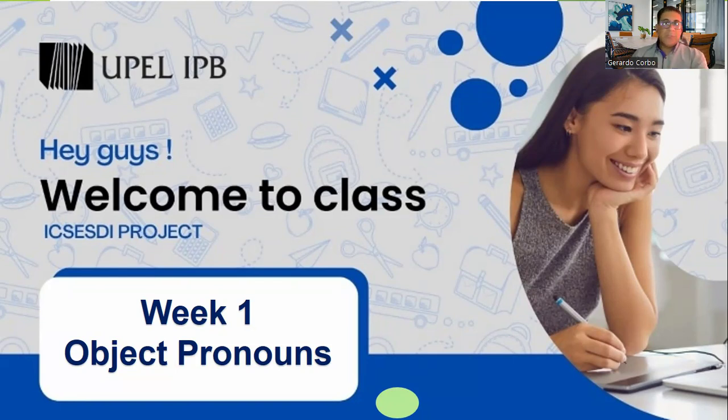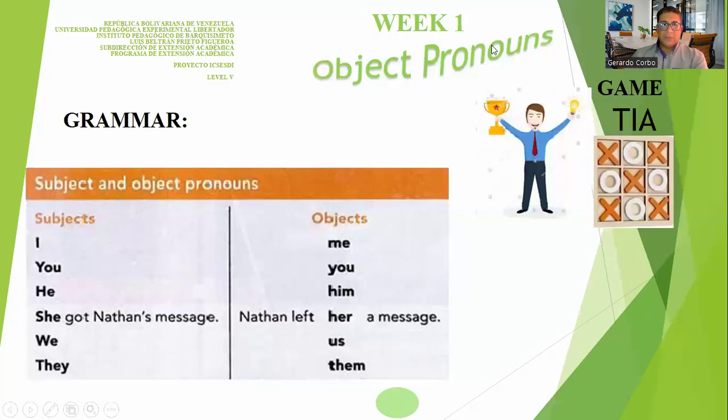Our topic for this week is object pronouns. And let's start. As we know, or as you studied before, in relation to pronouns, you were studying subject pronouns. The main characteristic of subject pronouns is that they are used at the beginning of the sentence, or essentially before the verb, as we have, for example, in this example.